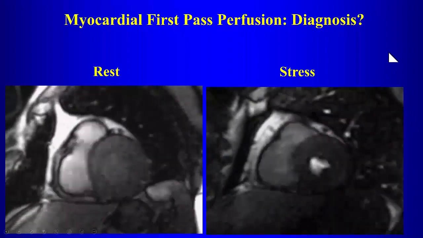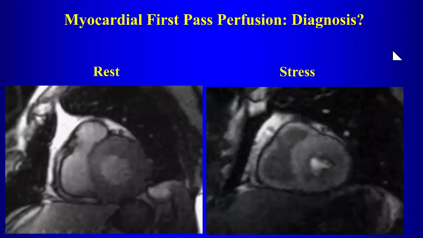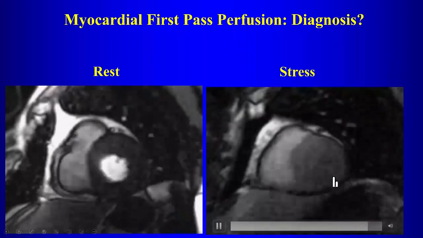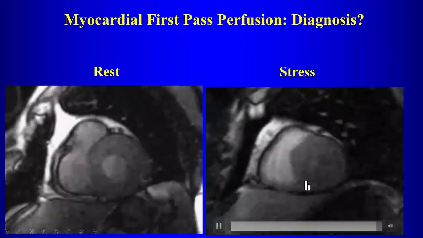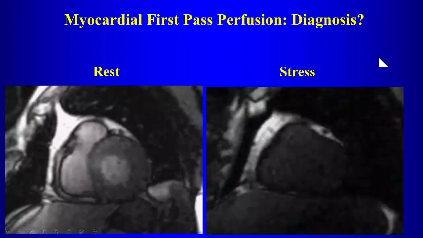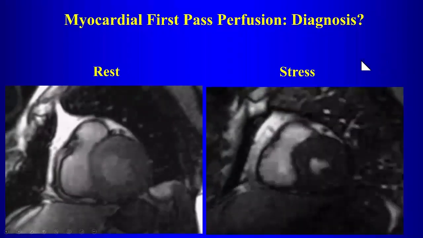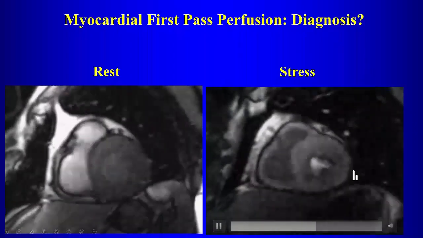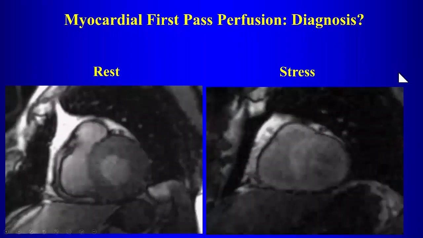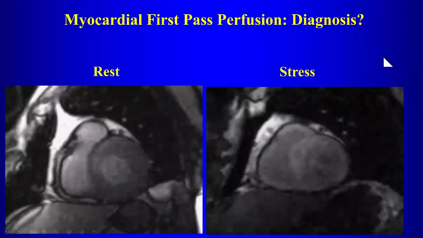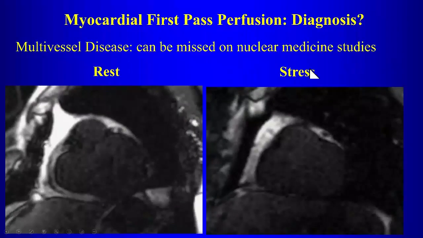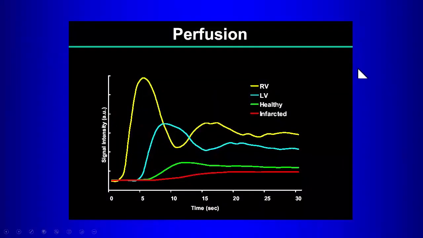Now, what vascular distribution is that? Well, it seems to be more than one, right? So it looks like LAD and circumflex, right? Maybe something here even more distally, right? This is where MR can be better than nuclear medicine, because if you're doing nuclear medicine, the signal might drop out, or the activity would drop out kind of diffusely, and it'd be hard to pick up, whereas here we can see it. So this is multi-vessel disease, and that's the type that can be missed on nuclear medicine studies.